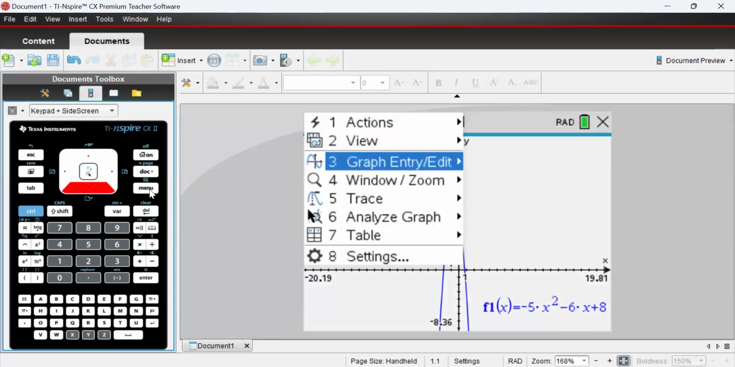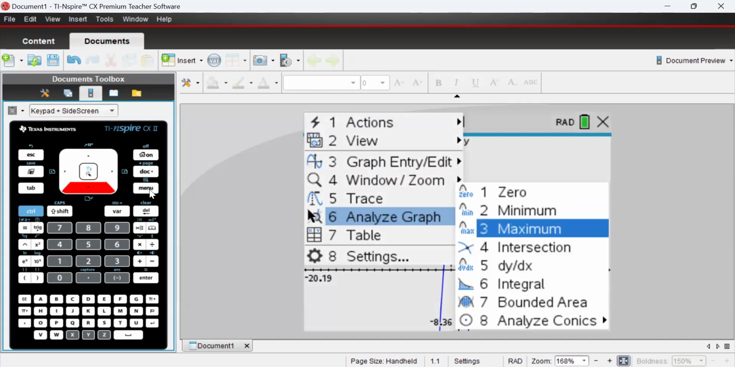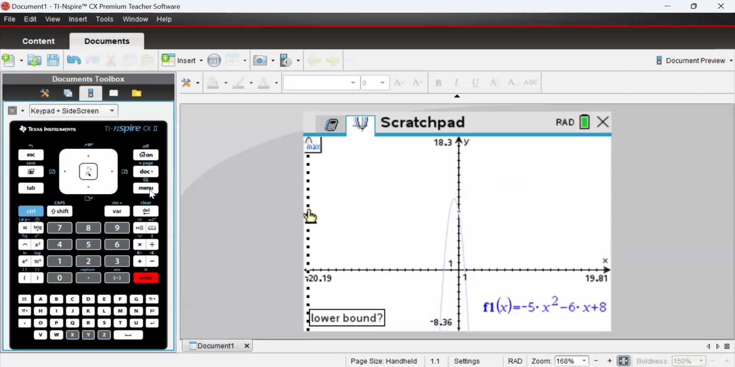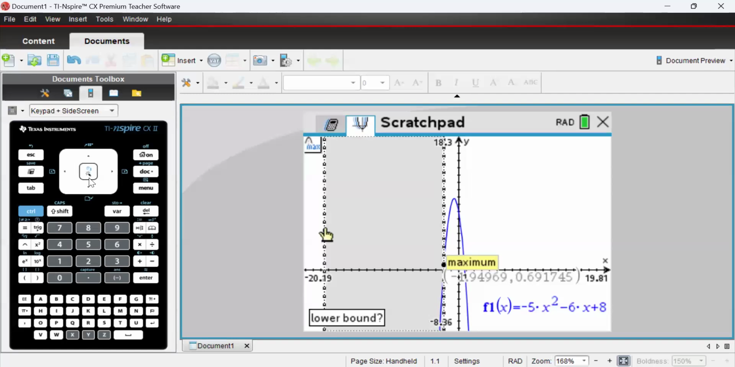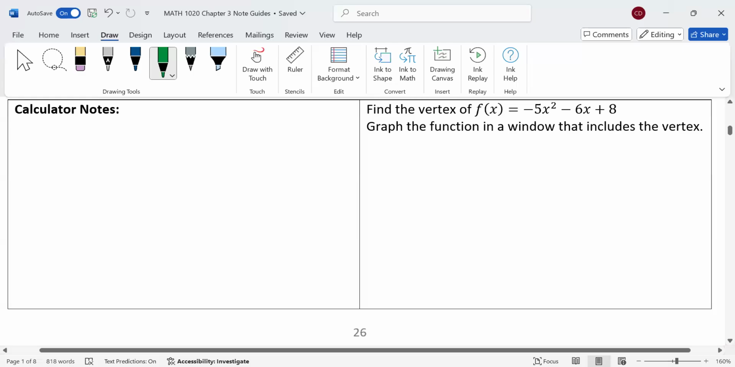It's menu, analyze graph. And here we're either going to use a minimum or maximum. So we have a maximum. It says lower bound, you're going to use your little mouse pad. So anywhere to the left of it, it could be here, here, here, and then hit enter, or you can select in the middle of your little mouse pad. Then use your mouse pad and pull over, and you can see we're at -0.6 and 9.8. So that is our vertex.